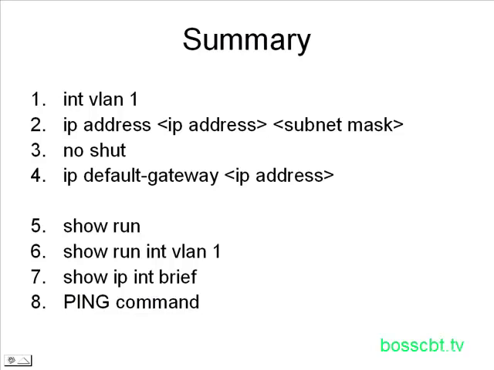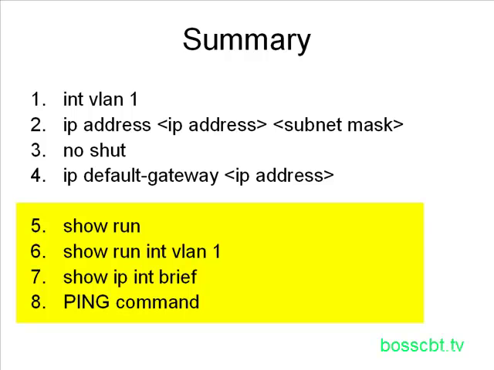So let's summarize everything we did. Steps 1 through 4 are the actual configuration commands. So we entered interface VLAN 1, and we gave it an IP address using the IP address command. We made sure that the interface was enabled by issuing the no shut command. And then we exited interface configuration mode, and we added a default gateway for the switch, and that is the IP default gateway command. Remember, the IP address we use in that command is the IP address of the default gateway itself.